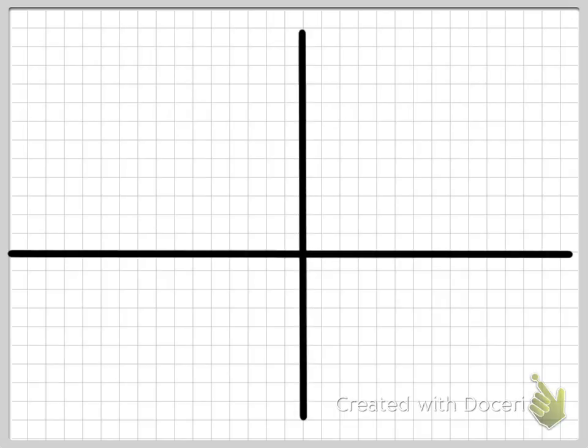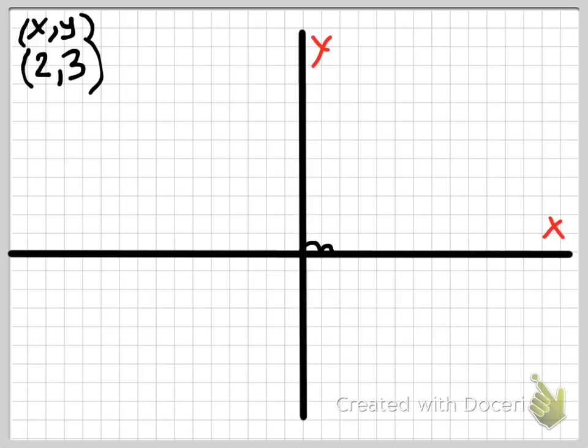So if we have the point 2, 3, that's in the format of x, y. This is my x-axis and my y-axis. So I'm going to go a positive 2 in the x-axis and a positive 3 in the y-axis. And that is the point 2, 3.